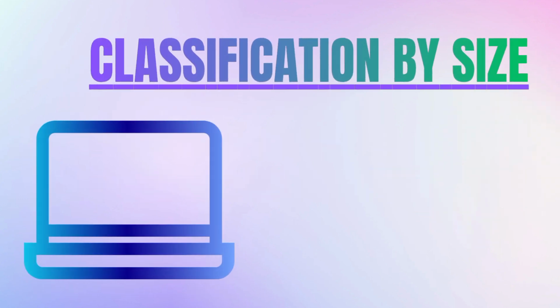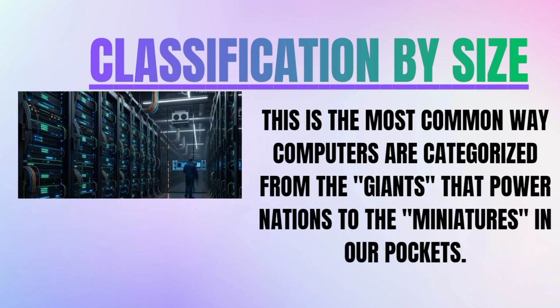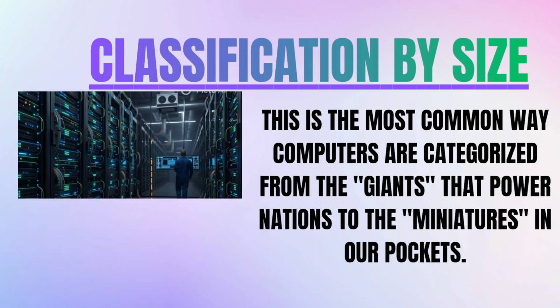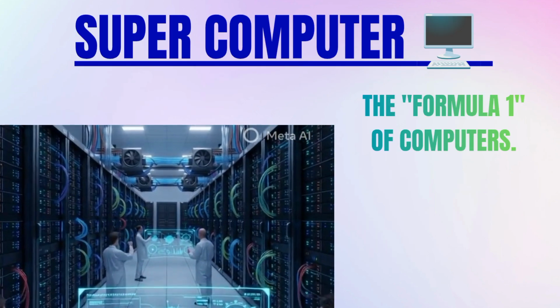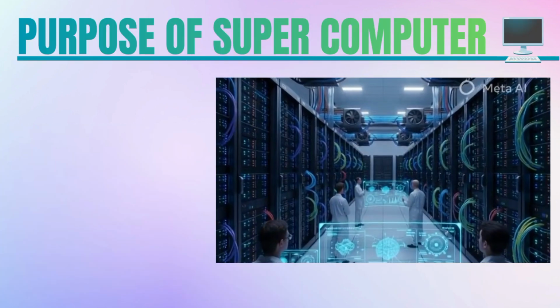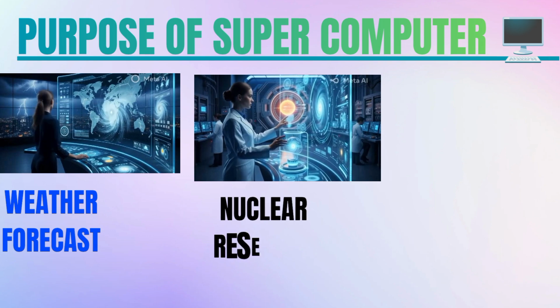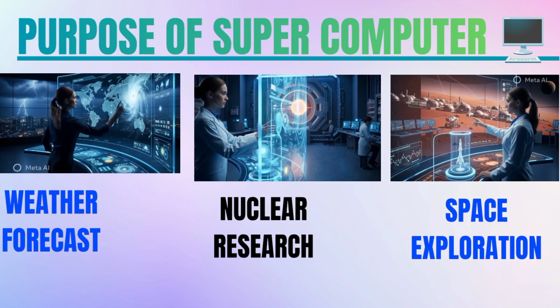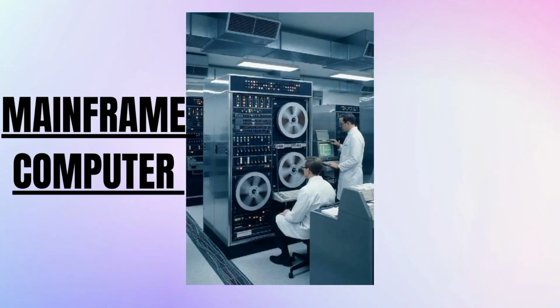They include classification by size. This is the most common way computers are categorized, from the giants that power nations to the miniatures in our pockets. 1. Supercomputers, the Formula One of computers. They are the fastest and most expensive. Purpose: complex calculations like weather forecasting, nuclear research, and space exploration. Example: IBM Summit, Fugaku.